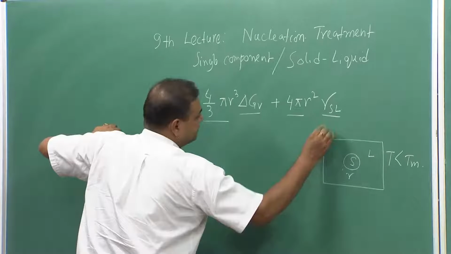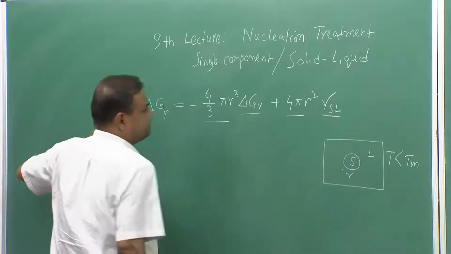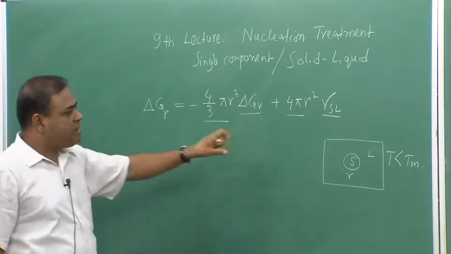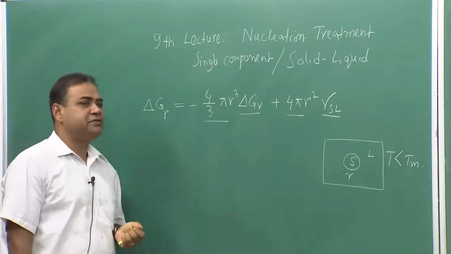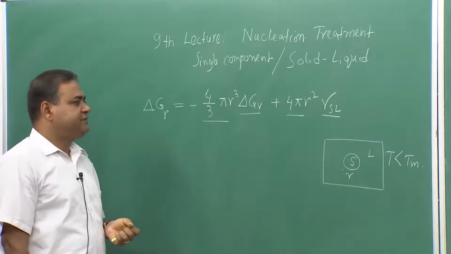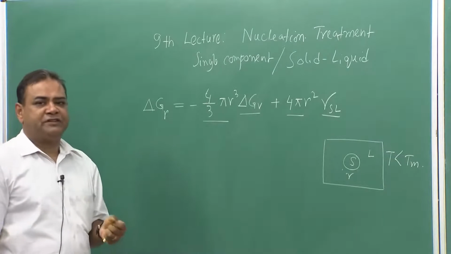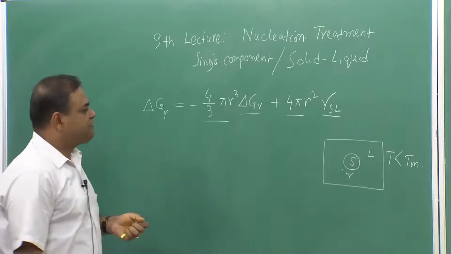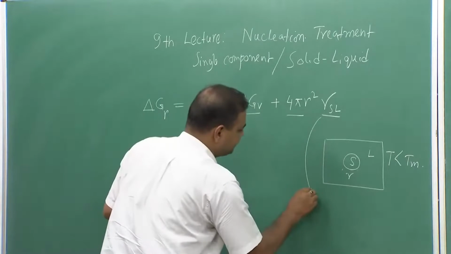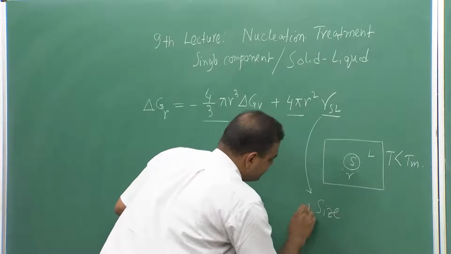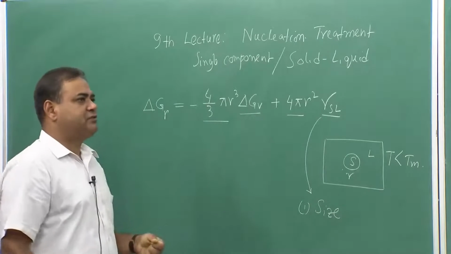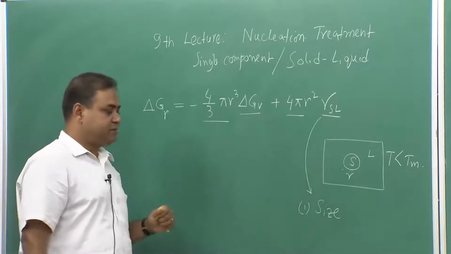Now, once we have this, there are terms, for example, the del G V term and the gamma S L term. This gamma S L, which is the surface energy or the interfacial energy for the solid liquid interface, can depend on various factors. For example, it can depend on size. That means if the radius increases or decreases, this can change.